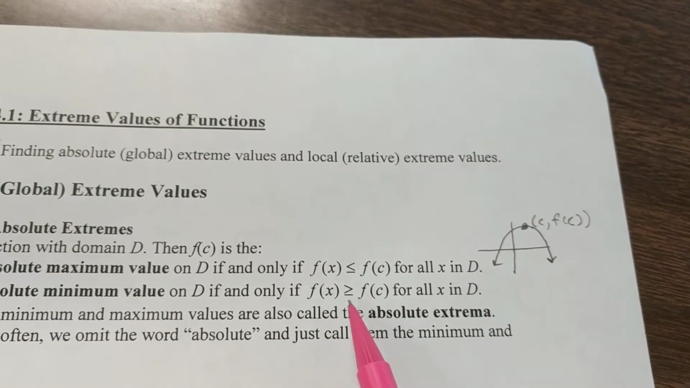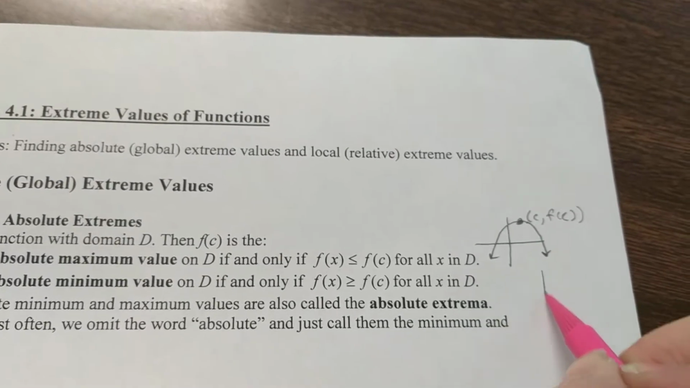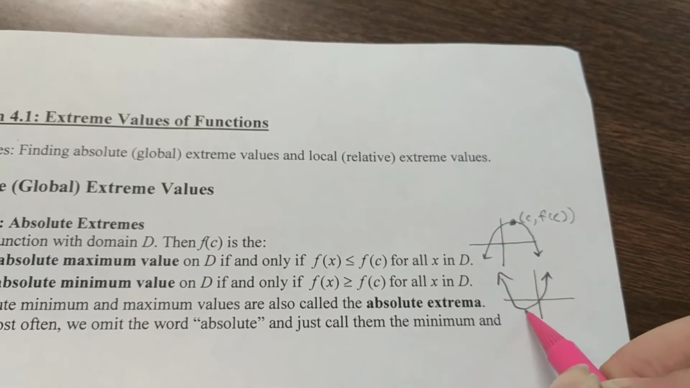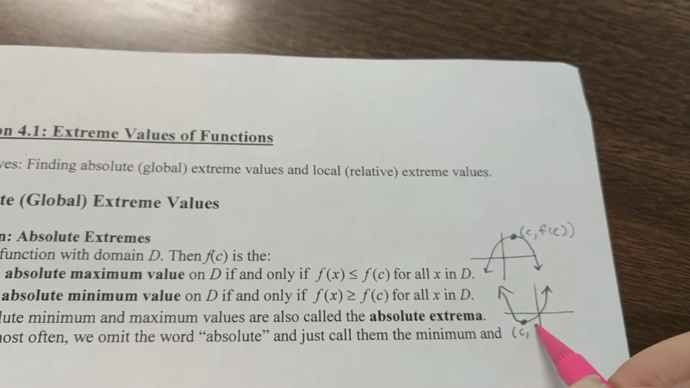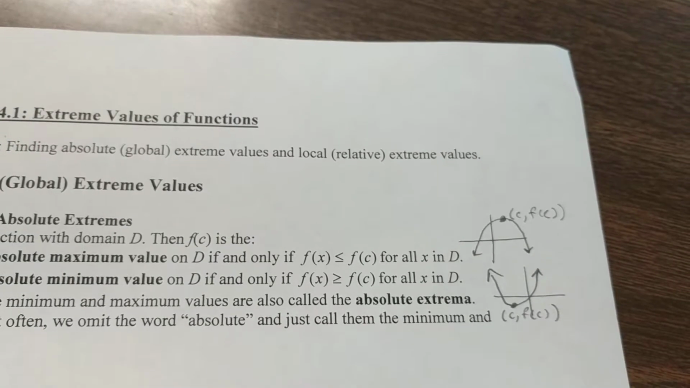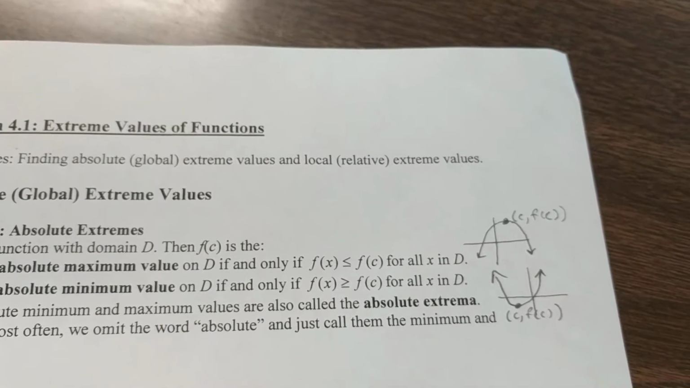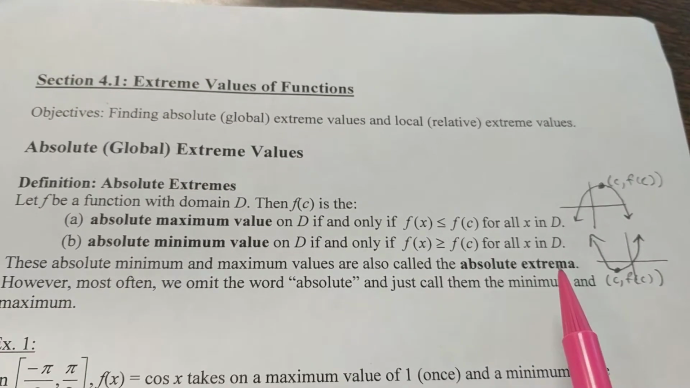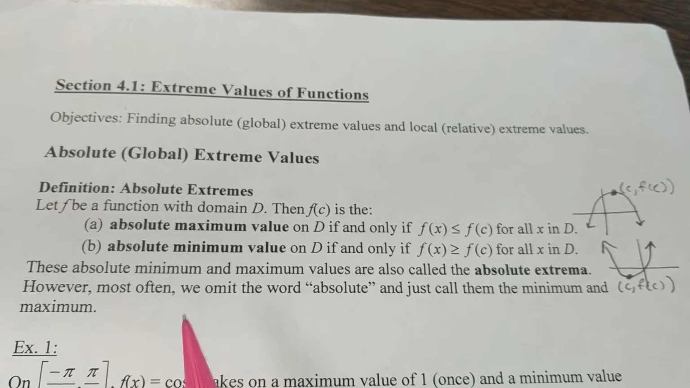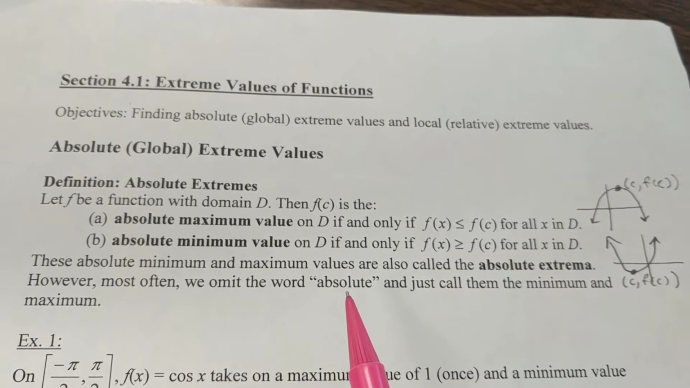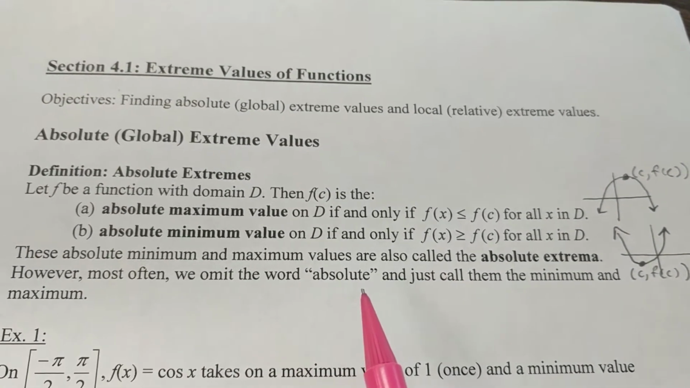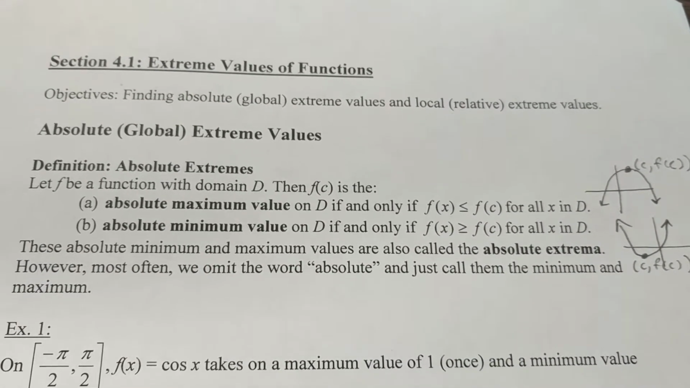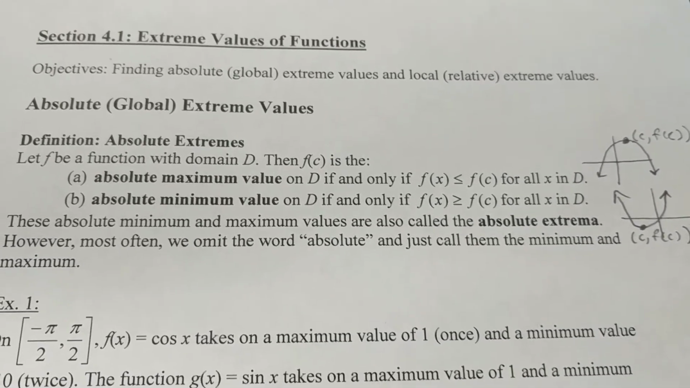The converse is true, so if I flipped that around, then if the function is always bigger than some value, and I like using the parabola, it does not mean it has to be a parabola, then that would be considered a minimum value. So your absolute min and max values are called your absolute extrema. If you look in your textbook and a question just asks for the min and max or the extreme values, usually they'll omit the word absolute. So if you see max and min, they're talking about those global values.